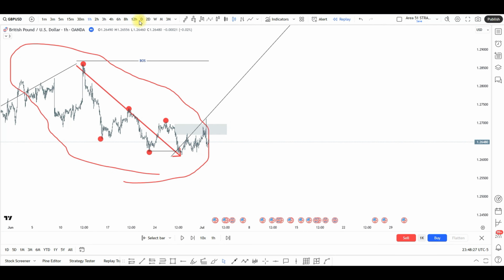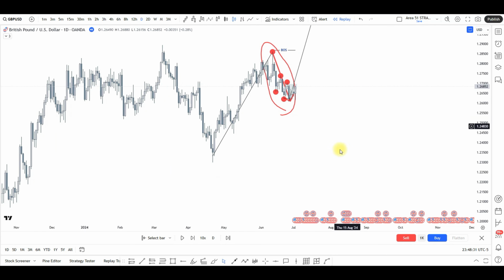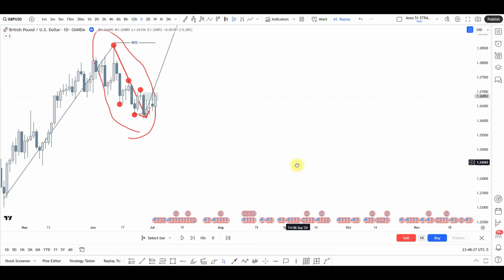And now what's going on with the price? Market realigned with a higher time frame impulsive move. Look at this, guys.